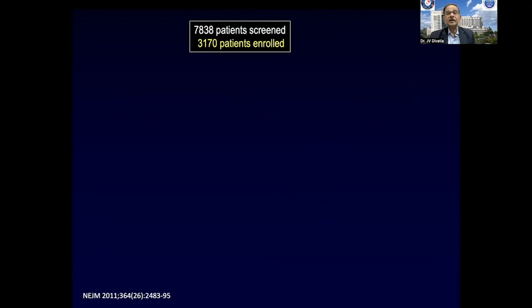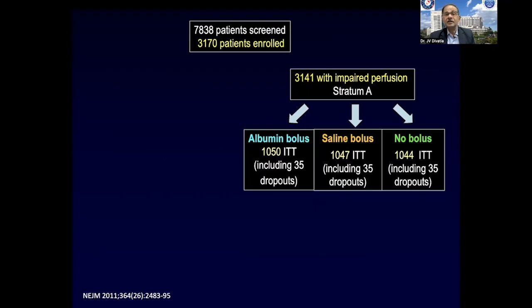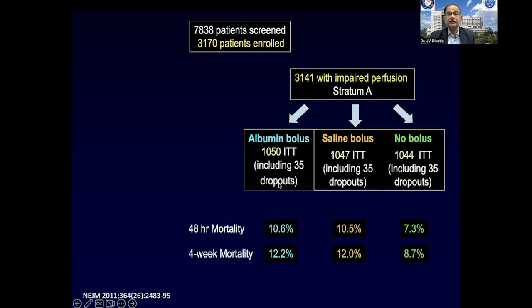Now, this study enrolled 3,170 patients. Most of them had impaired tissue perfusion, and they were randomized to an albumin bolus, a saline bolus, or no bolus. And to the surprise and shock of the investigators, they found that both the bolus groups were associated with a higher mortality as compared to the no bolus group. And this was statistically significant. It was significant at 48 hours, and the mortality at 4 weeks was also increased in both the bolus groups.